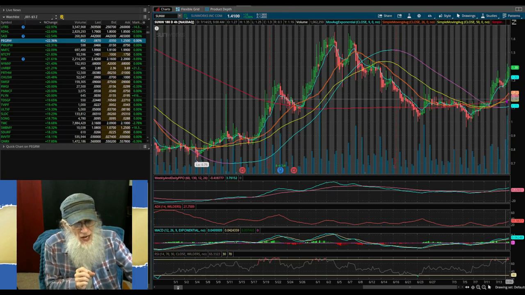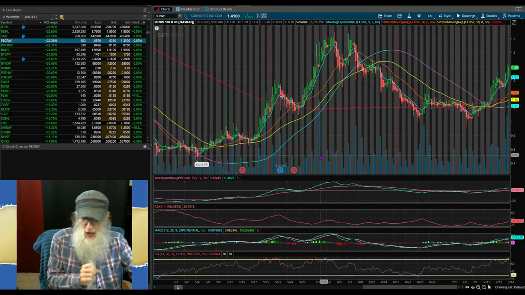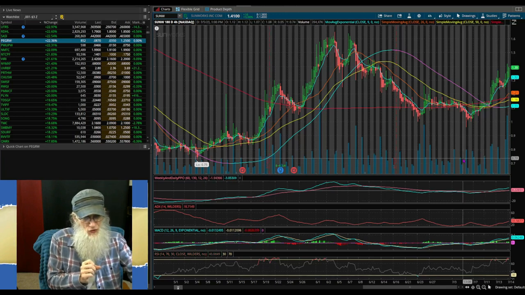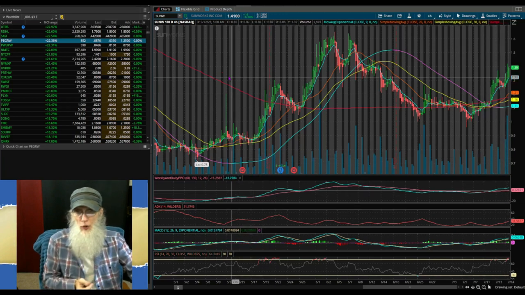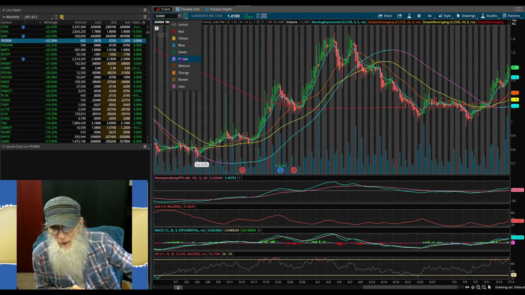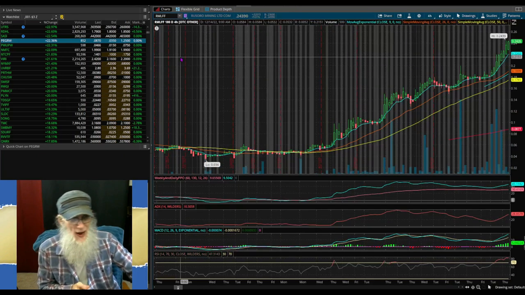And there's the 50 getting ready to cross the 200. That is going to be a power sign. Volume is pretty bloody strong through here, and our oscillators are all pushing up. Another example for you. We're going down to number 5.